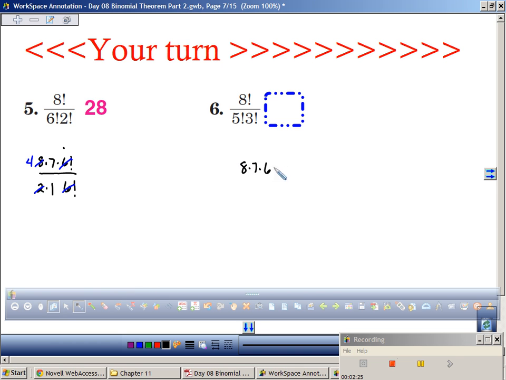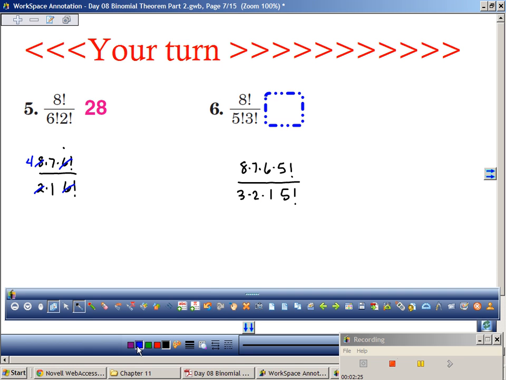8 times 7 times 6 times 5 over 5 and 3 times 2 times 1. This cancels. 3 times 2 cancels because 3 times 2 is 6, so my answer is 56. What if you were to swap the 3 with the 6 or the 2 with the 8? Would that be wrong? No, it's not wrong. You get the same answer. It makes it more complicated. It's easier if you can cancel.